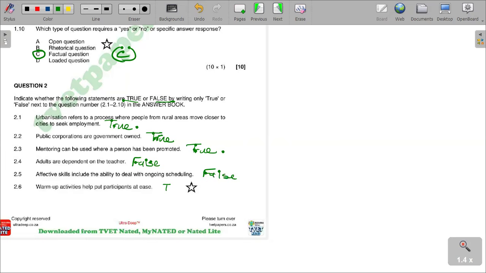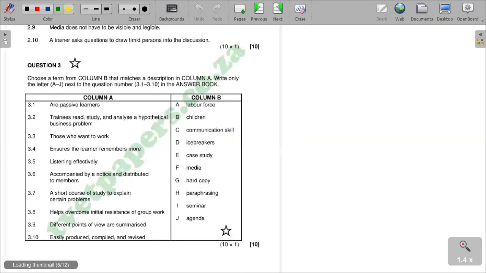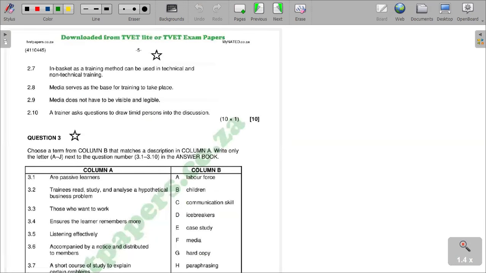So let's move on to question number 2.7. In basket as a training method can be used in technical and non-technical training. That's a false statement. It cannot be used in technical or non-technical training at the same time. Cannot be used on both. Right. So let's move on to 2.8.